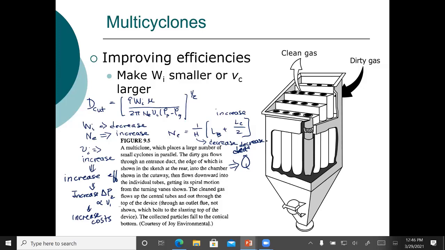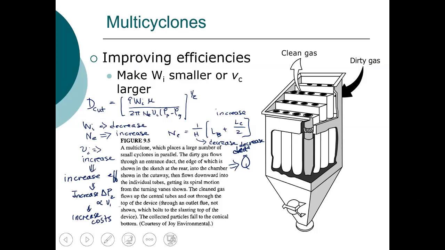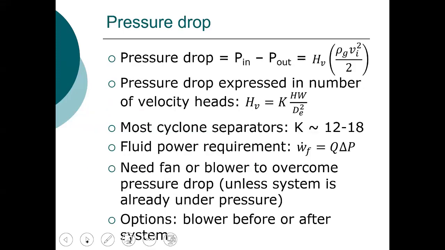So you have basically what you see here, this large metal box. Inside that is not one cyclone, but many cyclones. And the flow is divided into those multiple cyclones. So there's a manifold to distribute the flow across the numerous cyclones. The pressure drop, as I mentioned, is a function of the square of the inlet velocity.